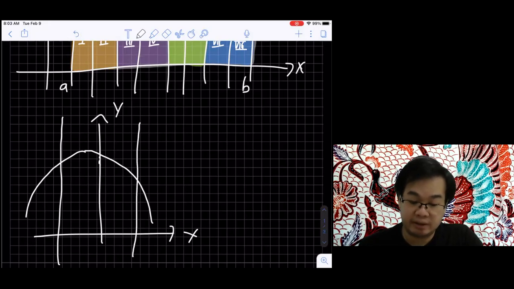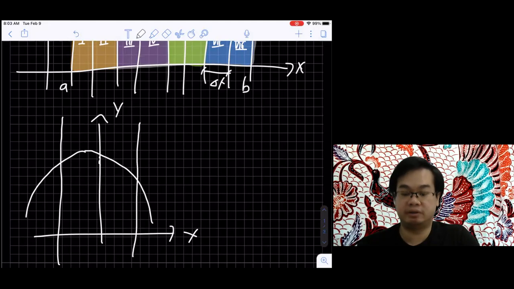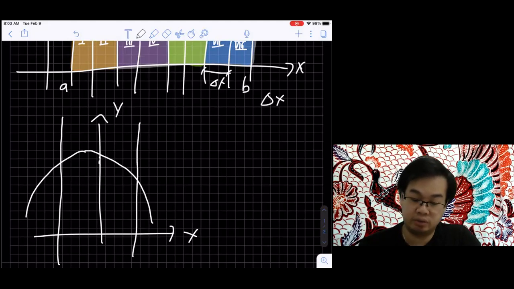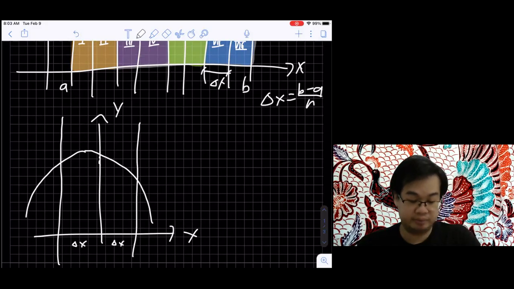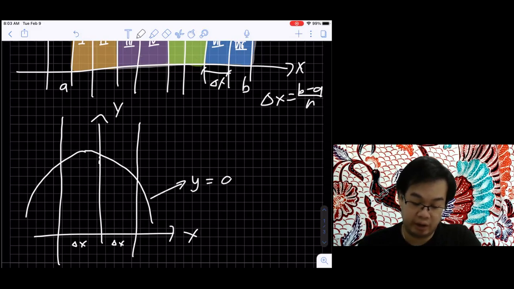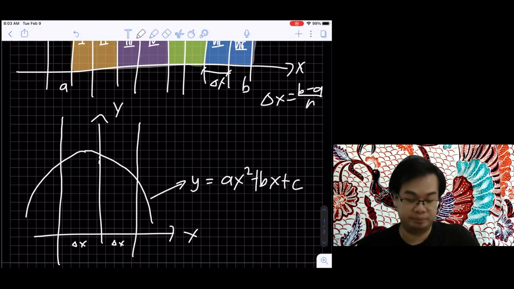So remember the delta x on this one is still the same. We make the delta x similar. So it's basically delta x is equal to b minus a over n. Let's say that this is delta x and this is delta x. And this function is basically y equals ax squared plus bx plus c, a general one.